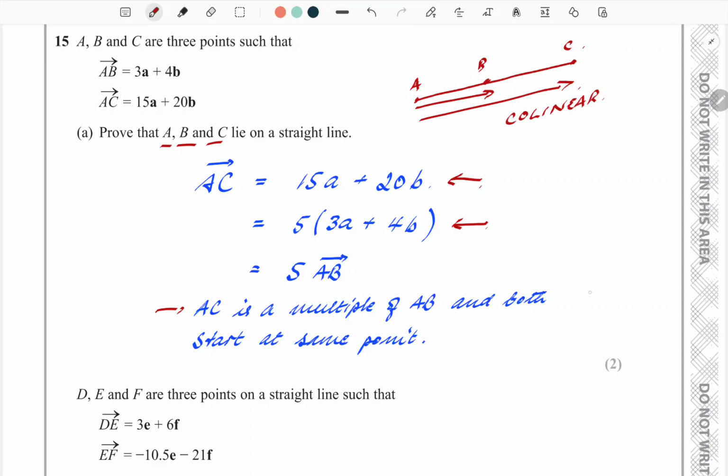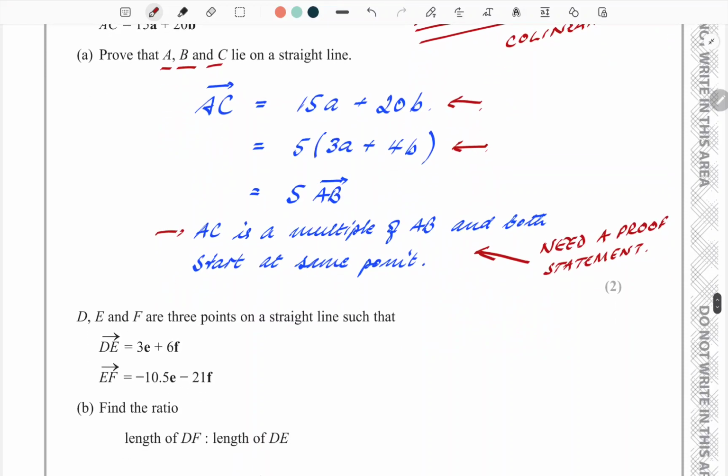You need to have this statement. You need a proof statement in this type of question. It's not a "show that." If it's "show that," if you just write the equation, you're fine. But if it's a proof, you need to actually say, therefore, this logic applies. So make sure you get that in.